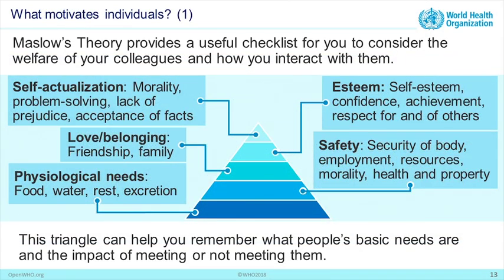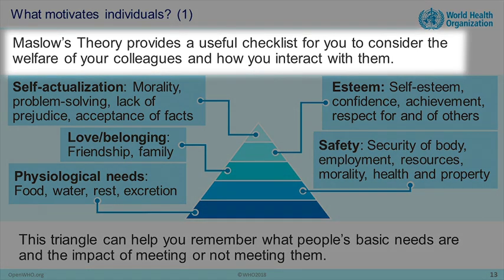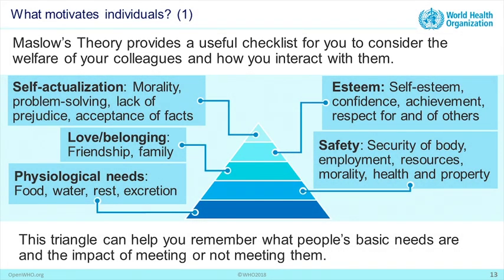Team members have a duty to support each other. During a response, you'll need to look out for and support colleagues to ensure that they are able to do their job to the best of their ability. Maslow's theory provides a useful checklist for you to consider the welfare of your colleagues and how you interact with them. This is shown as a pyramid, with basic physiological needs like food, water, and rest at the bottom, and self-actualization at the top. Take a moment to look at the diagram on the slide.